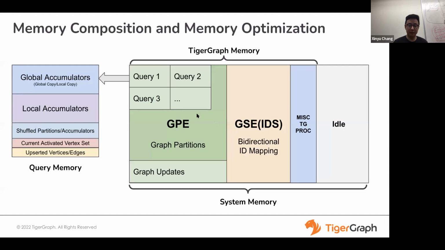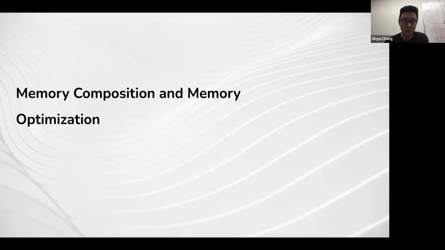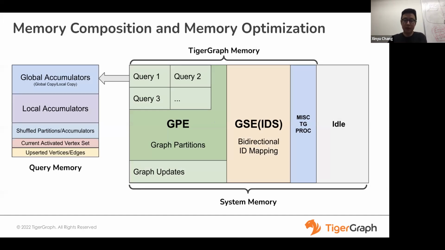Okay, and this is the memory composition. I just talked about distributed computing, and now I'm going to talk about memory composition and memory optimization. This is the memory composition of the TigerGraph system. You can see the most memory-consuming parts are the GPE, graph process engine, and the GSE. As we know, GSE is the bidirectional ID mapping, external ID to internal ID, and the GPE actually takes most of the memory because we store all the vertex and edge segments in GPE, and all the query memory utilization is also with GPE.